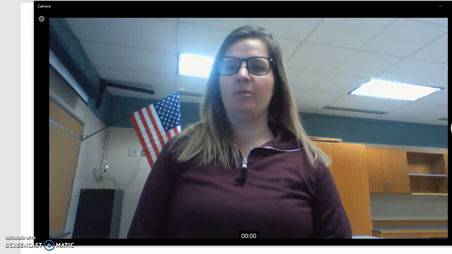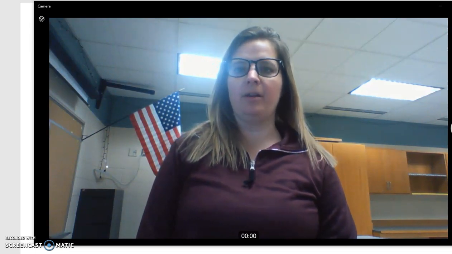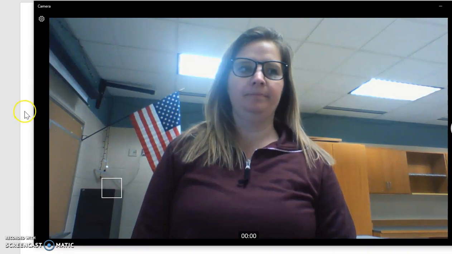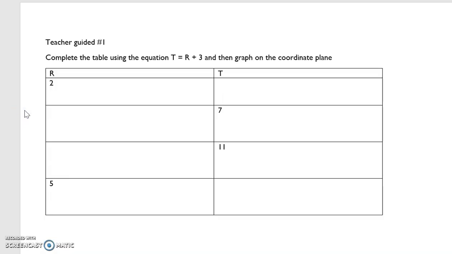Today's lesson is going to take you through how we can graph equations using tables. First thing we're going to do is complete a table based on the equation. For each empty box in the table, you're going to replace with the known variable to find out the other variable. In the first box, we know the letter r is 2, so I'm going to replace r in the equation with a 2. When I do this, it tells me that t should be 5.